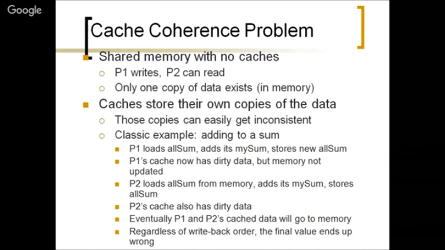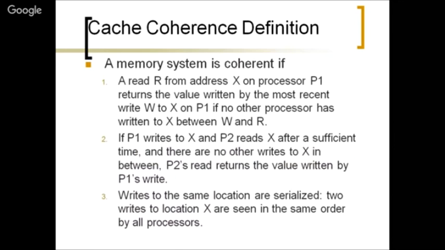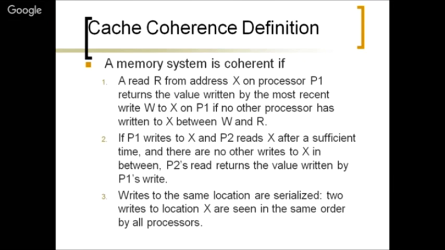Now we have to keep the write order in view, meaning who is writing to the memory, either P1 or P2. Let's define it more clearly. What is the exact definition we are looking for? Let's say a read R from address X on processor P1. It will return a value written by the most recent write W to X, where R is for read and W for write. X is some address in the memory.